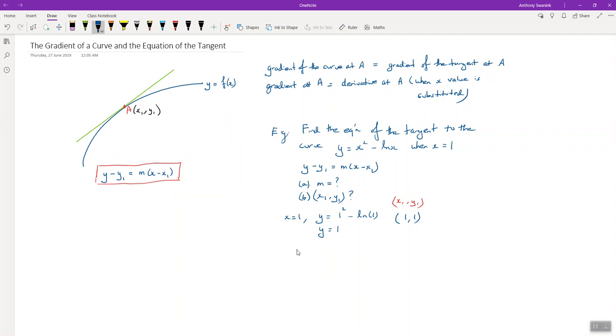Let's derive. So the derivative, dy over dx, or y dash. We're deriving this function here. That'll be 2x, because the power rule applies to this bit. What's the derivative of a basic natural log? That's right, it's 1 over x, so minus 1 over x. And if x equals 1, because we're interested in when x equals 1 here, then the derivative would equal 2 times 1 minus 1 over 1. So that's going to be 2 take away 1, which is 1.